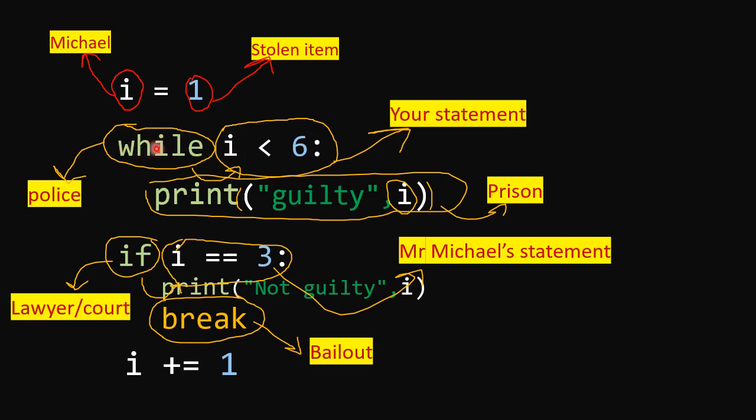So this is the police. They can only hold Mr. Michael if this statement is true. If this statement is false, they will release Mr. Michael. So that is why Mr. Michael hired his lawyer. Once this statement here is true, then this won't function again. They will bail Mr. Michael out. So this is what the break statement does in Python.